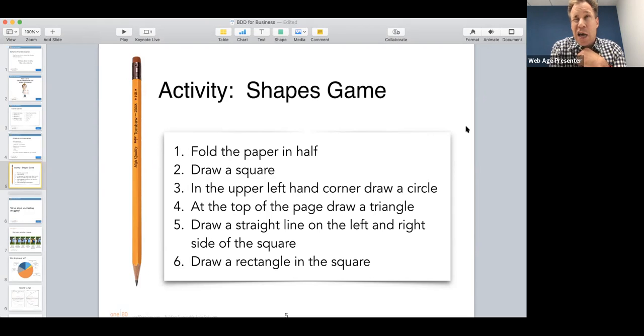The circle is in the upper left-hand corner. Which side of the paper is the circle on? I'm sorry, it's on the front side. All the shapes are on the front side of the paper with the fold at the top. All right, any additional questions?